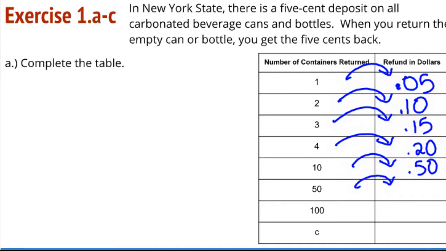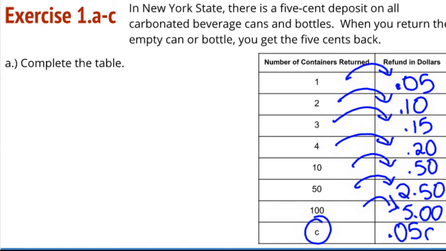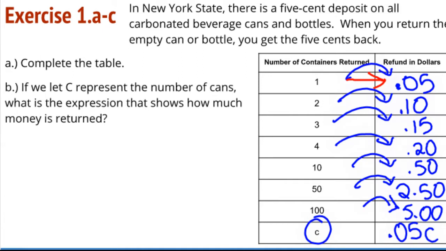And 50 times 5 cents is going to give me $2.50. And 100 is going to give me $5. And so for the expression here, I'm taking however many containers I have and I am multiplying them by the 5/100ths. Notice that I'm really focused on using the relationship going this way. And there is my expression down here at the bottom, 5/100C.